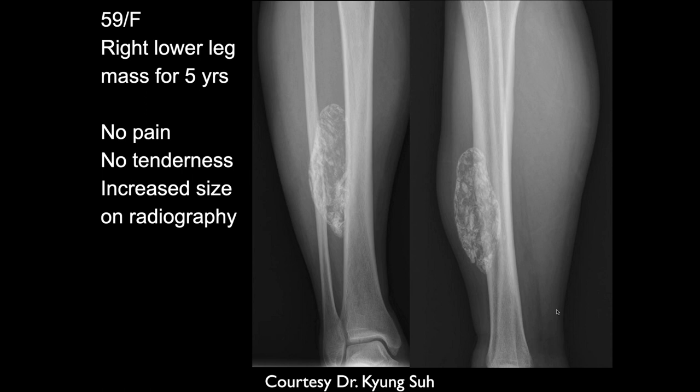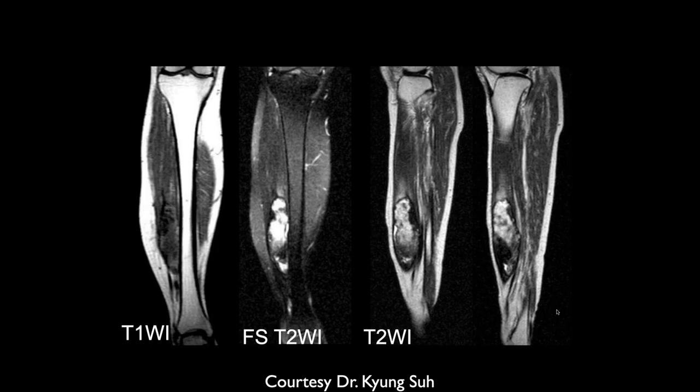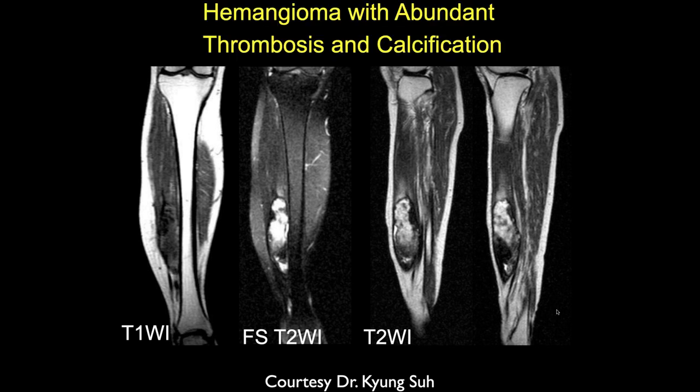Okay, Ashu. A 59-year-old female with a right lower leg mass for 5 years. No pain, no tenderness, increased size on plain films. Looks like a pretty well-defined focus of calcification near the tibia. Doesn't look like it's within the bone. It looks like it's pretty low signal, but it's fairly heterogeneous, has increased T2 signal. It doesn't really enhance. It just looks like some chondroid calcification. It could be some heterotopic calcification. I'm not quite sure. So this was removed, and this was a hemangioma. It had a lot of thrombosis and calcification in the vessels within the hemangioma.